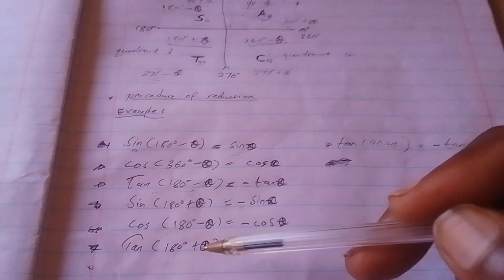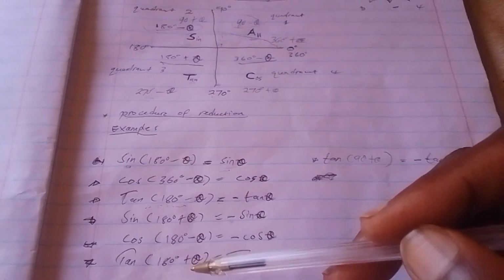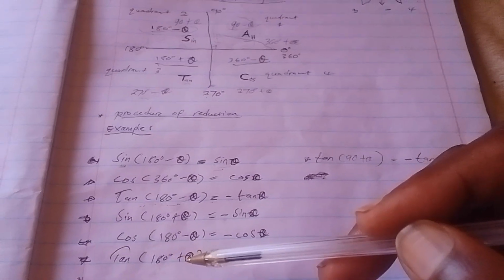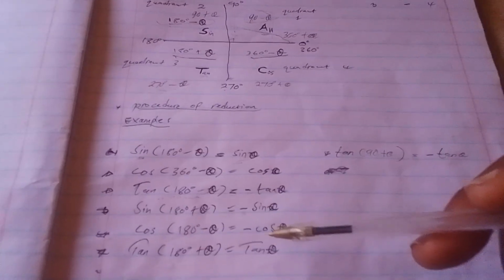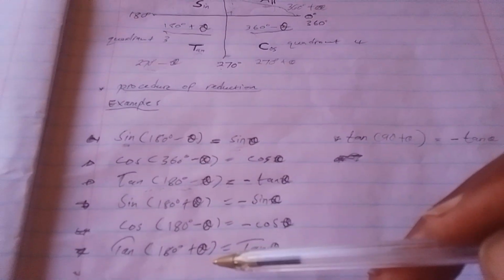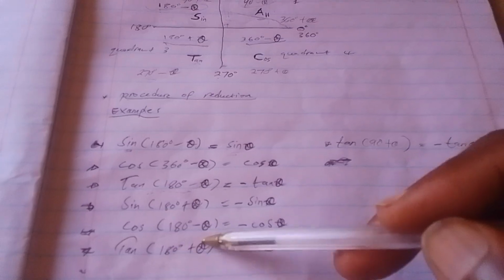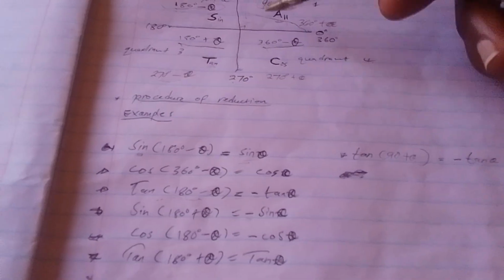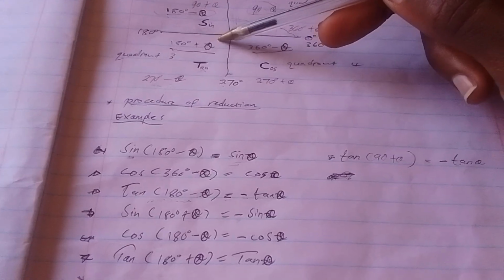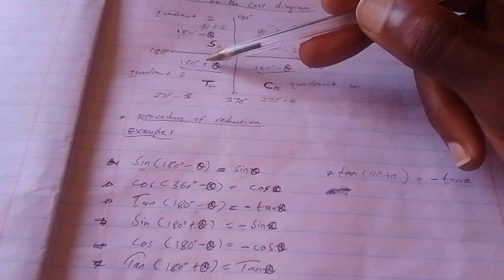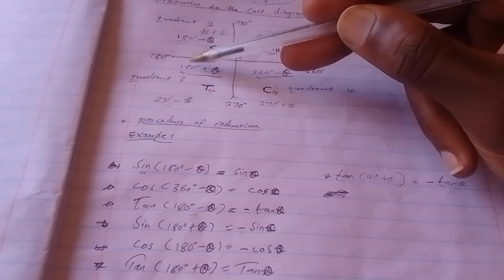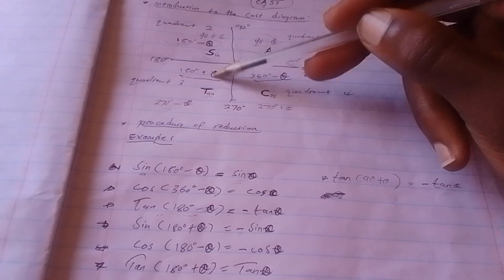So then let's go to our last example. Tan of 180 degrees plus theta is equal to tan theta. Let's look for our 180 degrees plus theta on our diagram. We have 90 minus theta here, we have 180 minus theta here, so then on our third quadrant we have 180 plus theta.